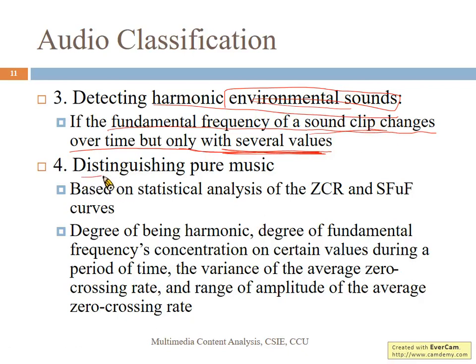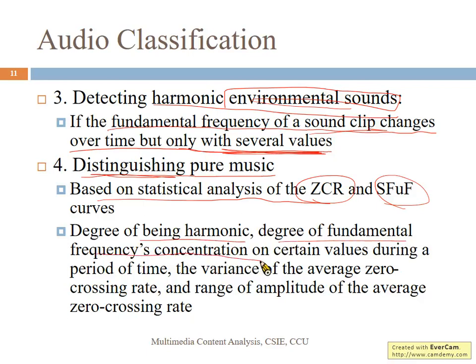And then the next step is distinguishing pure music. Based on statistical analysis of the zero crossing rate and the short time spectral flux curve, we can estimate the degree of being harmonic, the degree of fundamental frequencies concentration on certain values during a period of time, the variance of the average zero crossing rate, and the range of amplitude of the average zero crossing rate. So based on these values, this statistic of audio features, we can discriminate whether it's pure music or not.